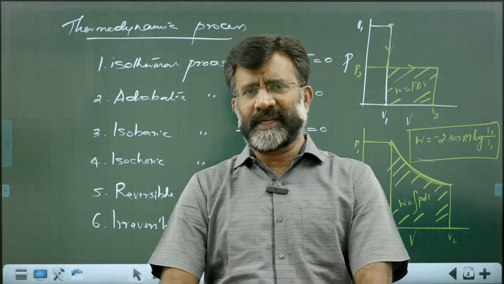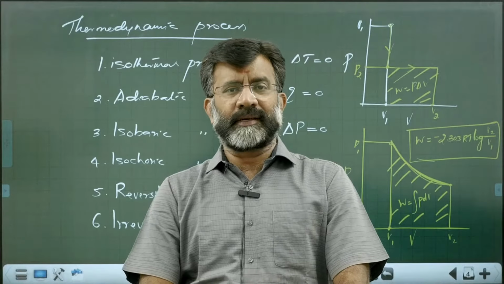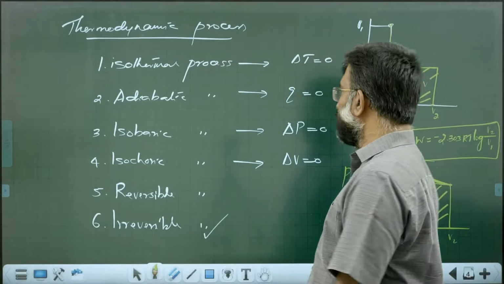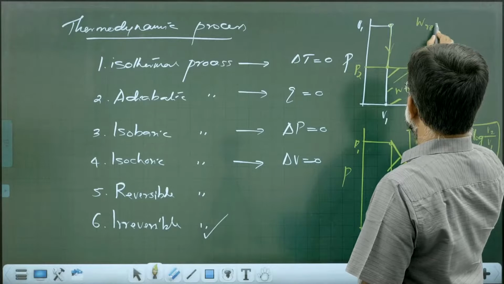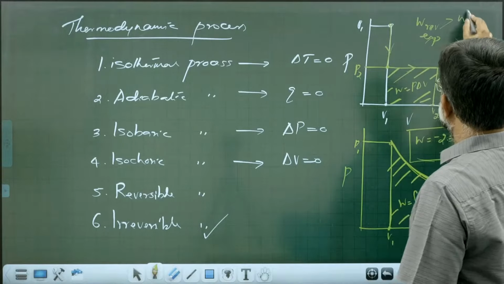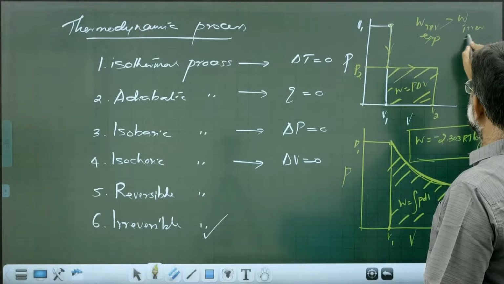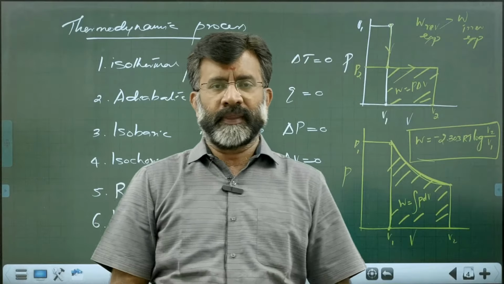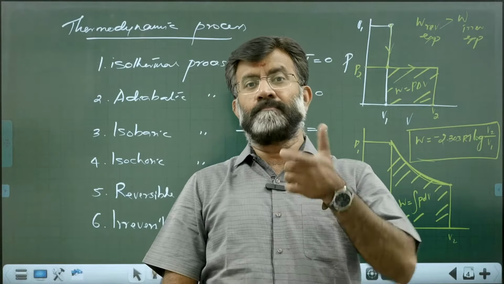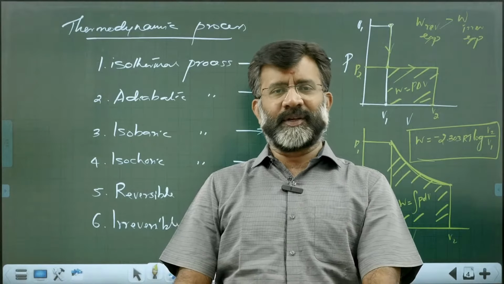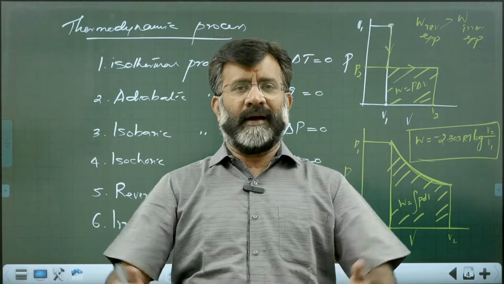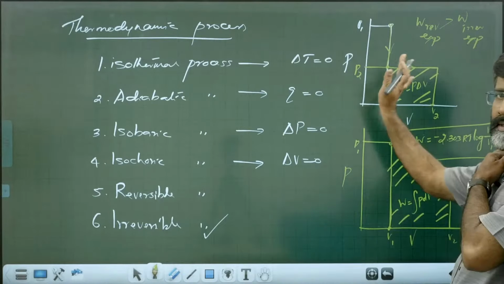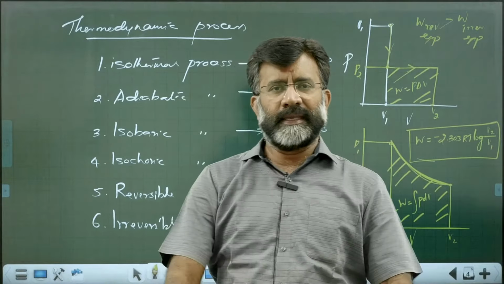Some of you might have noticed the work done in reversible expansion is greater than work done in irreversible expansion for a particular system, while work done in irreversible compression will be greater than work done in reversible compression. Try to understand yourself how it is possible. It is very simple by comparing the graphical plot of what you see here. You can easily understand.